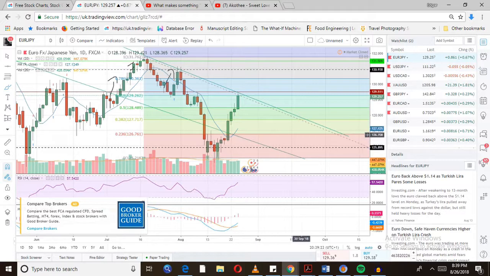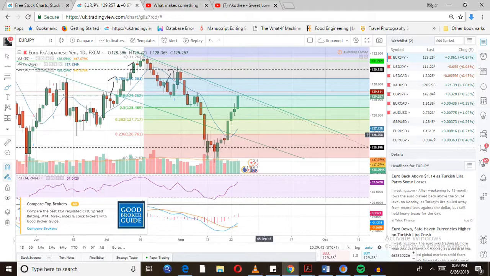So our target for this pair is gonna be around 126.708, and that's gonna give us more than 2.2 point something risk reward, which is important for us and for you guys, because you have to protect the downside and you have to also maximize the upside.